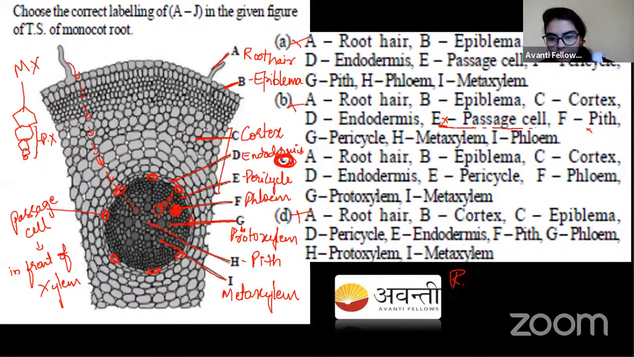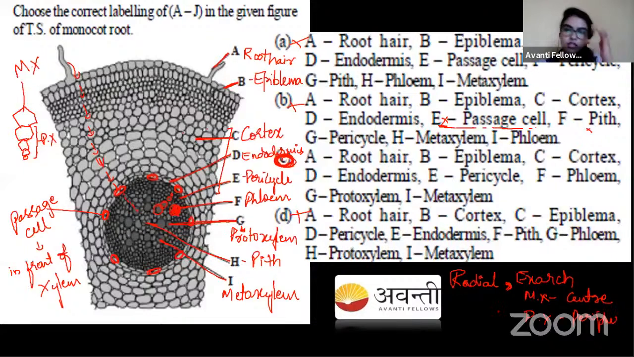Radial: when the xylem and phloem are in separate bundles, we call it the radial type of vascular bundle. Then it is exarch. So we are going to refer to it as exarch. In the case of exarch, metaxylem is towards the center, and protoxylem is towards the periphery.